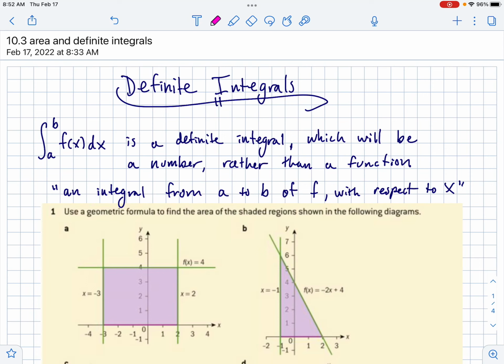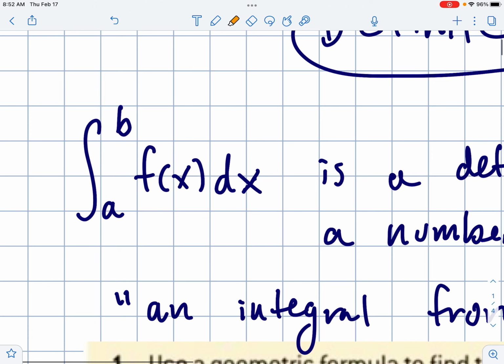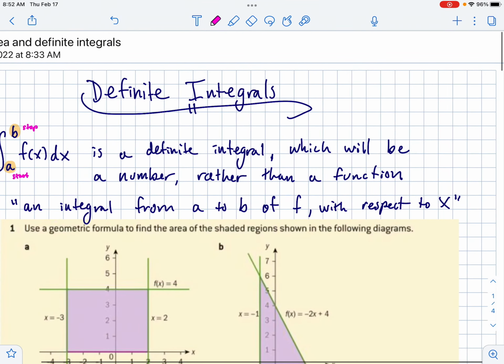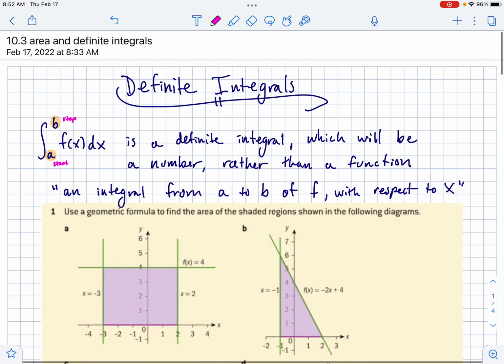IB AASL 2. Today we're going to talk a little bit more about integrals, but now we're not going to do just a general integral. We're going to talk about something called a definite integral. A definite integral has a lot of the same notation, but there are start and stop points on it. So you start here, and you stop here. I'm going to teach you what this means, how to do it, and what it represents.